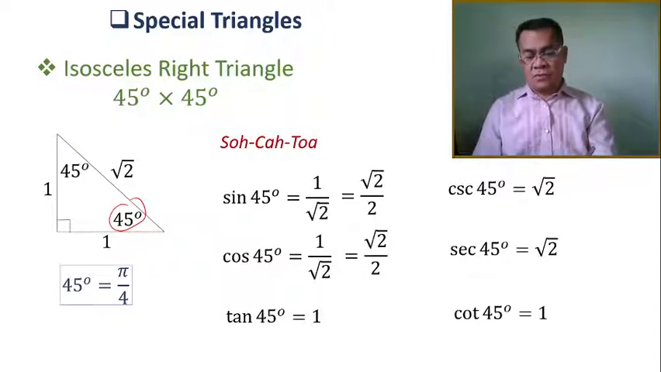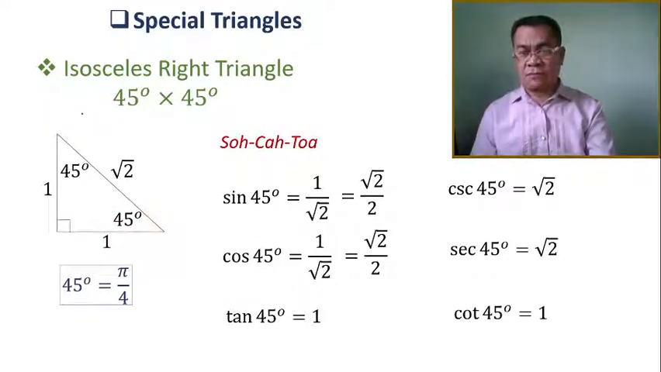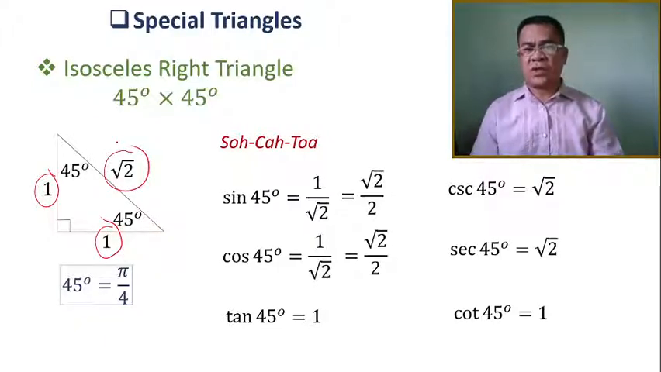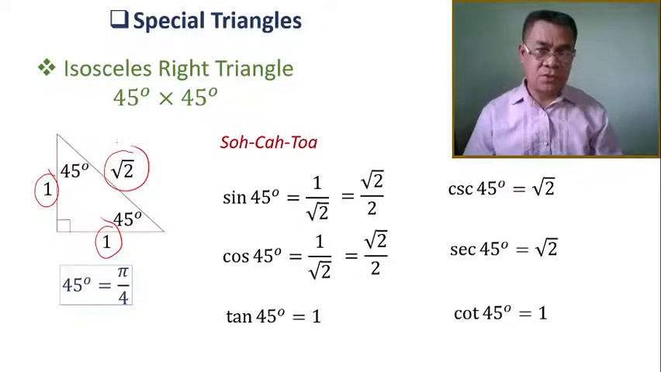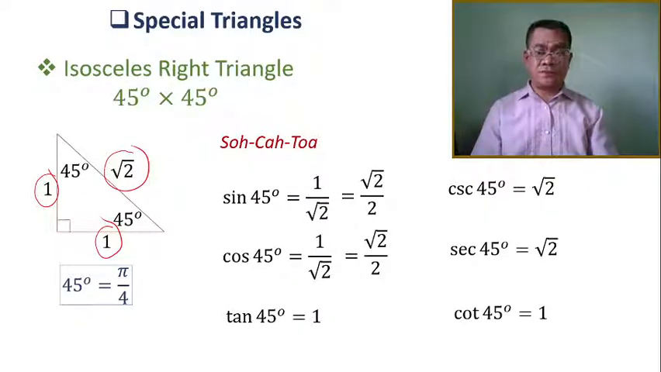So we have to note that for a 45-45 right triangle, or the isosceles triangle, the two sides must be congruent. So we can assign this as 1. Therefore, the square root of 2 is the hypotenuse.